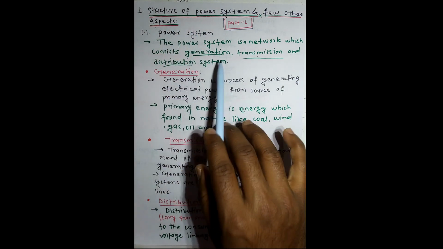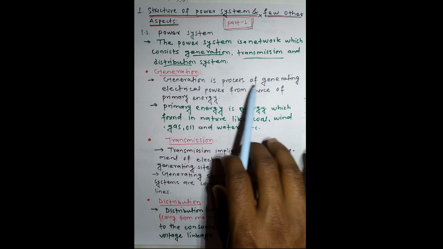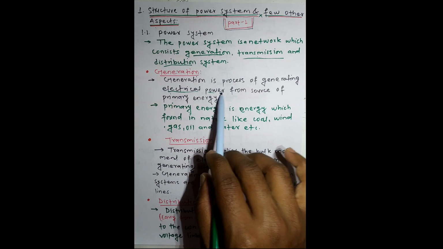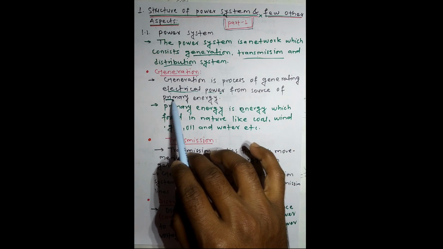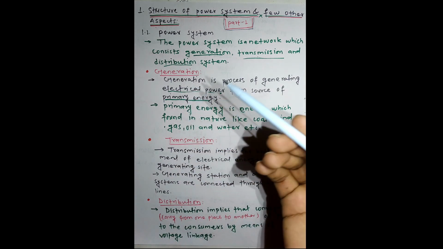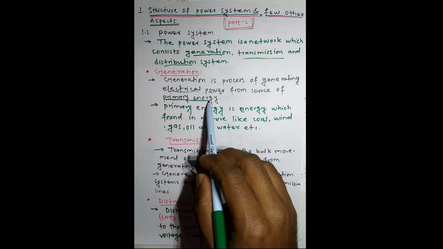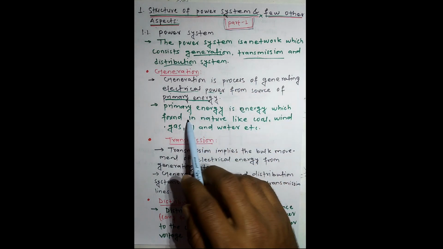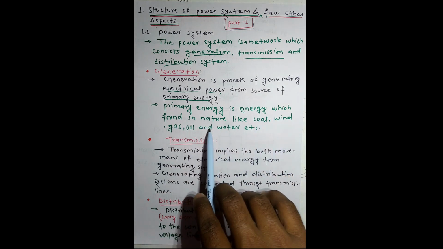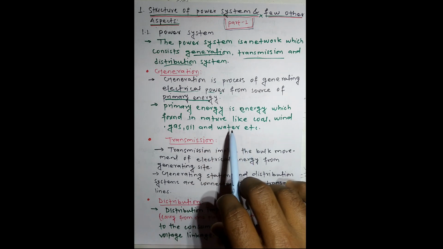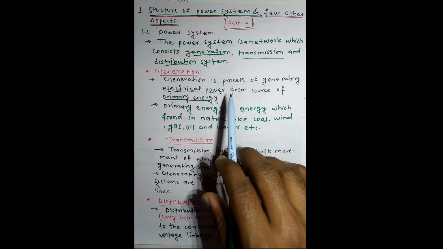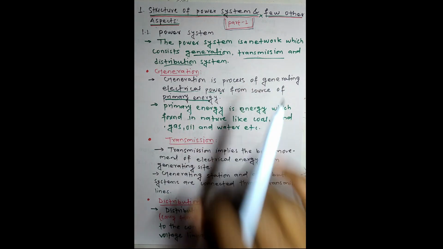Let's understand what generation is. Generation is a process of generating electrical power from a source of primary energy. In generation we generate electrical power from primary energy. And what is primary energy? Primary energy is an energy found in nature, like coal, wind, gas, oil and water. If we generate electrical energy from primary energy, then it is known as generation.